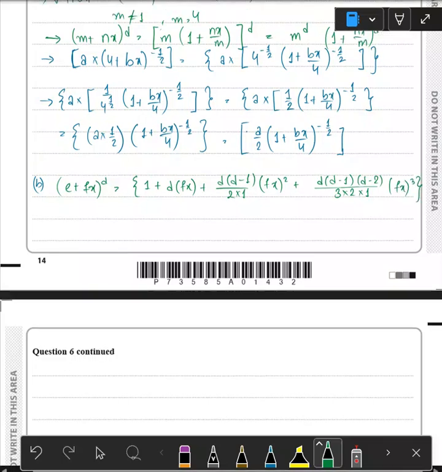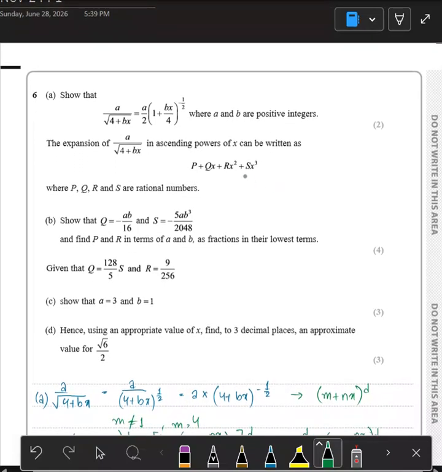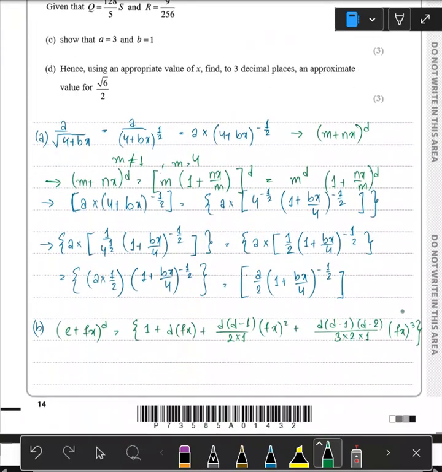Let's see the question again. They ask us to expand till x to the power 3. So up until this is fine, because here we'll get x to the power 3.